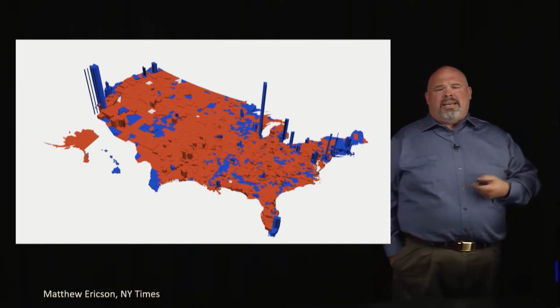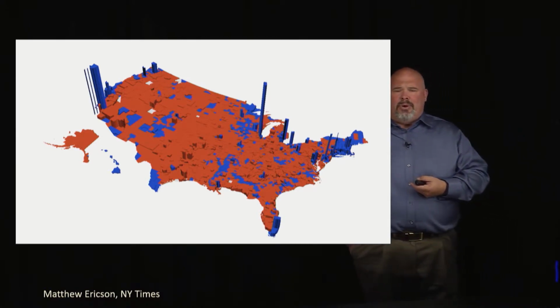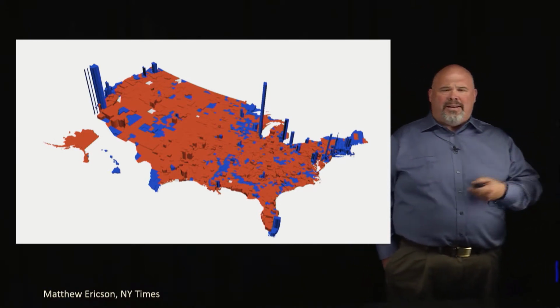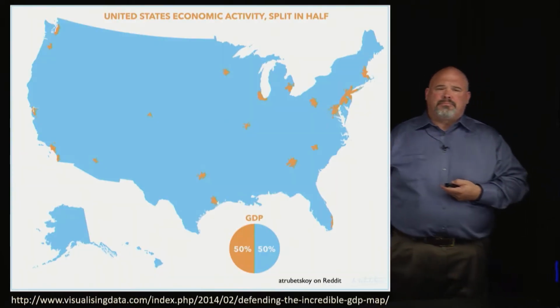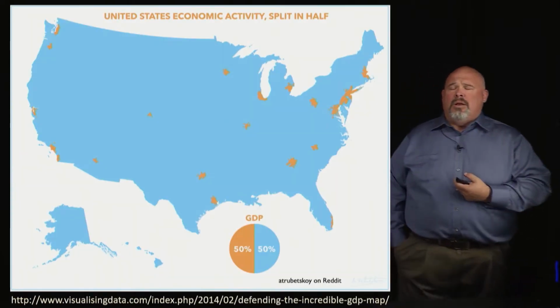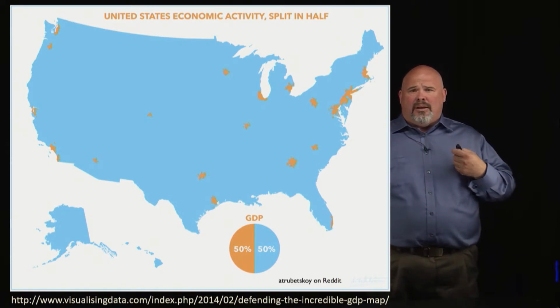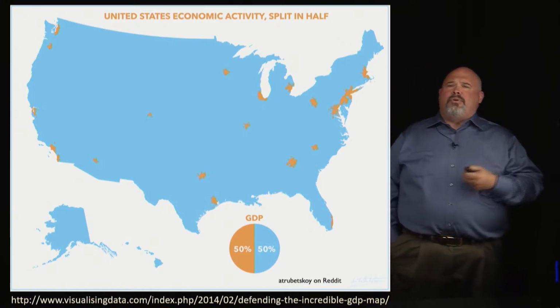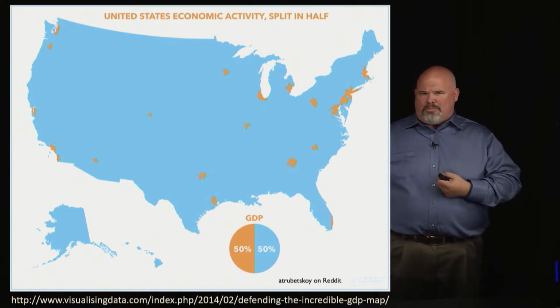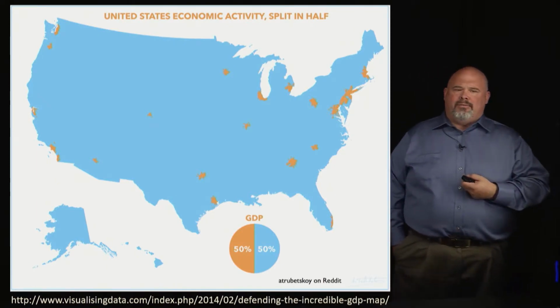This is a 3D version that we will just ignore and reject out of hand. Here's a different example, which is not the election map, but this is another one of those graphs that broke the internet the day it was published. This was on Reddit, right?